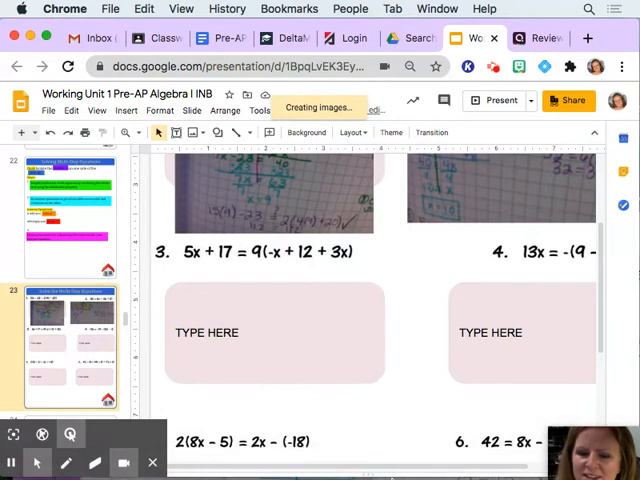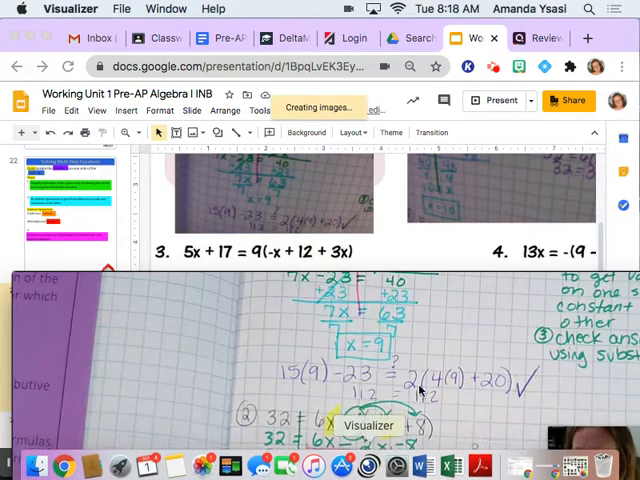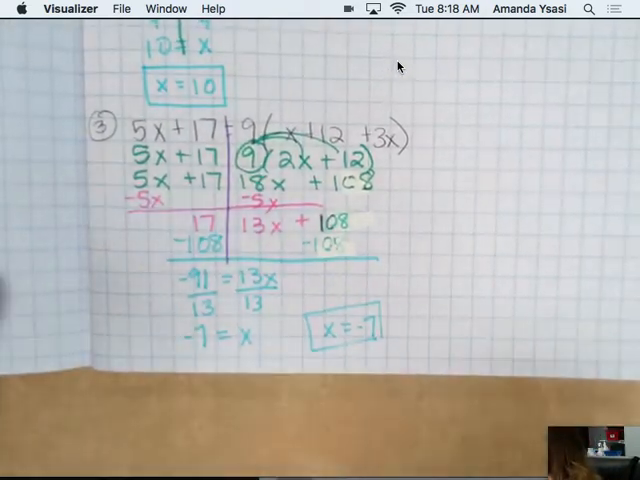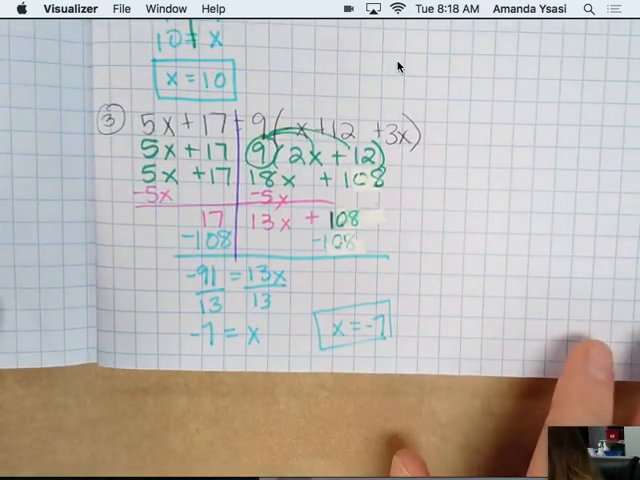Okay, I hear lots of discussion about that number 3. So I'm going to show you mine. Oh, will somebody erase it? Hey, Katie, will you erase that for me? Thank you.